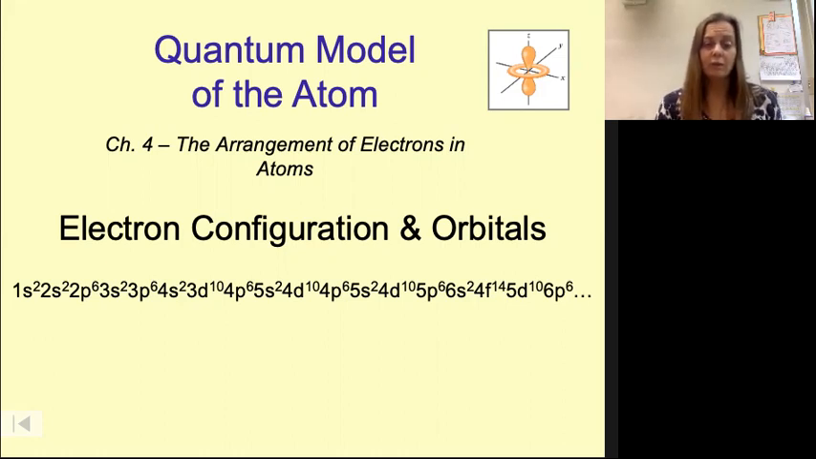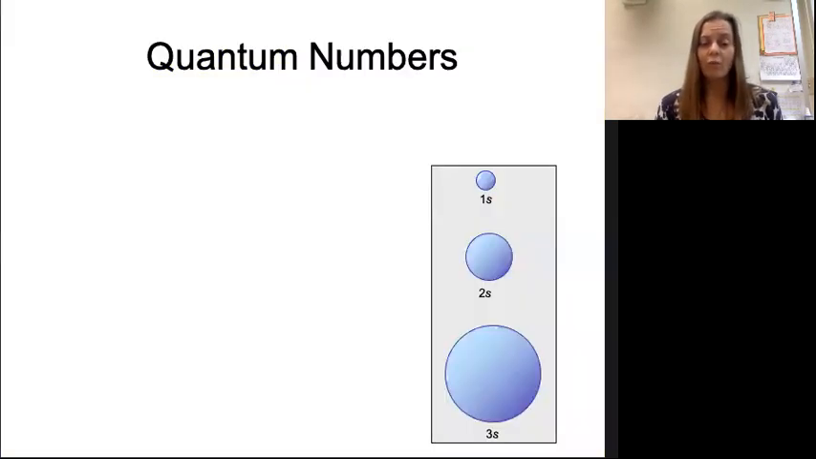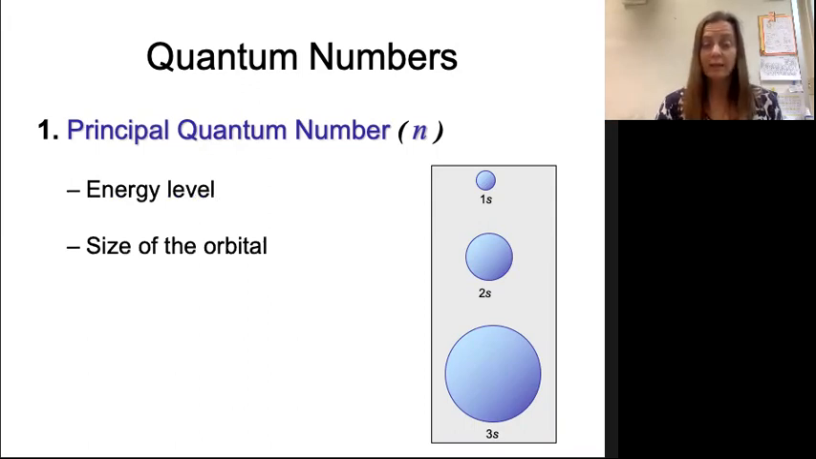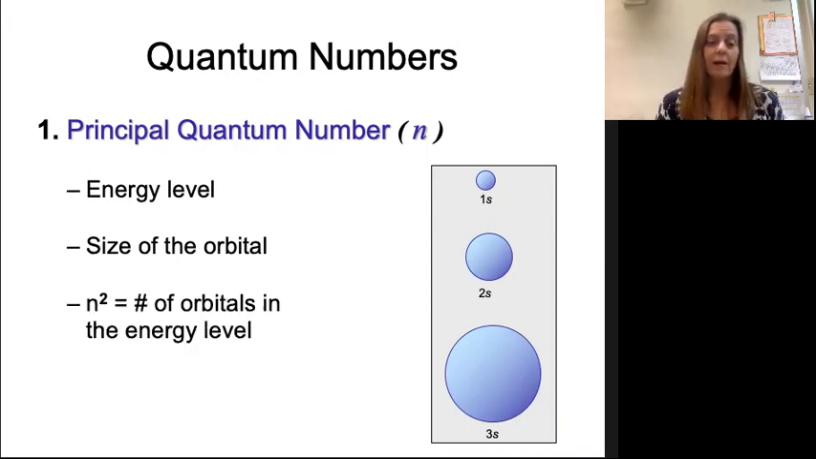And so we're just going to really quickly review the quantum configuration, review the orbitals. So we know that we have this principal quantum number. That's the overall energy level. And our energy levels go from 1 to 7. It tells us something about the size of the orbital. The smaller the number, the smaller the size of that orbital. And if we are to square that principal quantum number, that tells us the number of orbitals in the energy level.